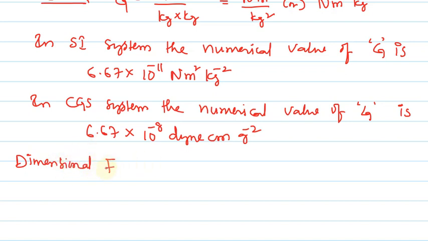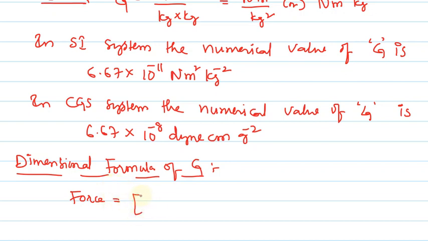Dimensional formula of universal gravitational constant, that is G. Let us see what could be the dimensional formula for G. We know the dimensional formula for force. Force formula is mass into acceleration. Mass is in kilograms and acceleration is meter per second square. So the dimensional formula for force can be written as M L T to the power minus 2.